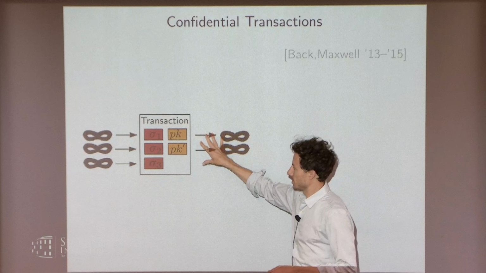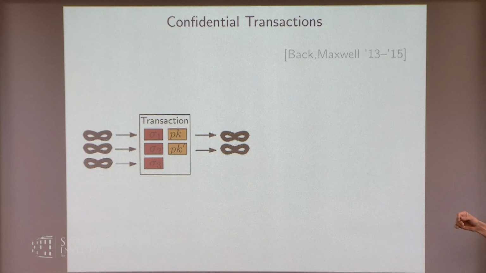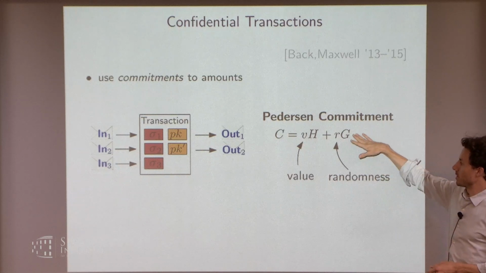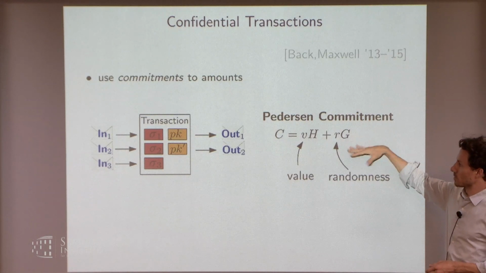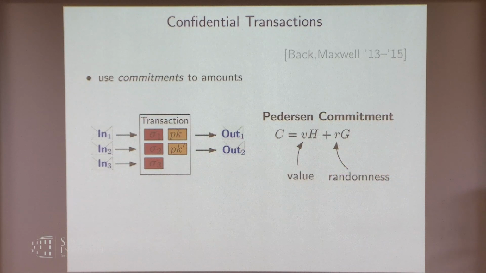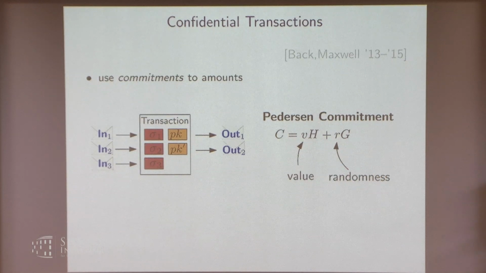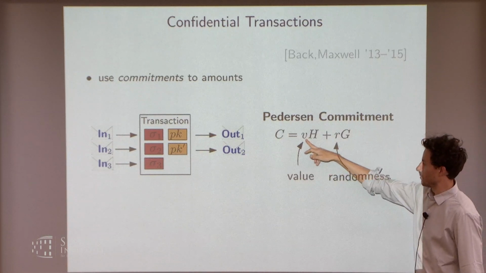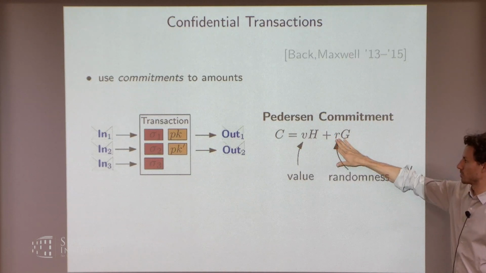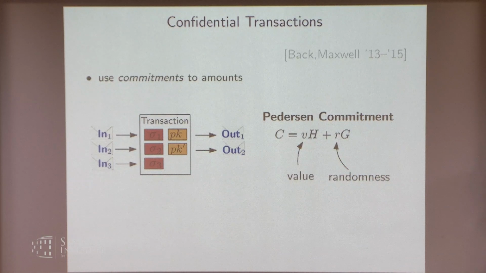So remember, confidential transactions asked: can I hide the amounts of inputs and outputs of a transaction? The way this is done, as Dan mentioned in his talk, is using a type of commitment called a Pedersen commitment. You have two generators, H and G, of your elliptic curve group. A commitment is: you put your value here, multiplied by H, plus some random value times G. Since this value is completely random, this C is a random group element, and this completely hides your value.